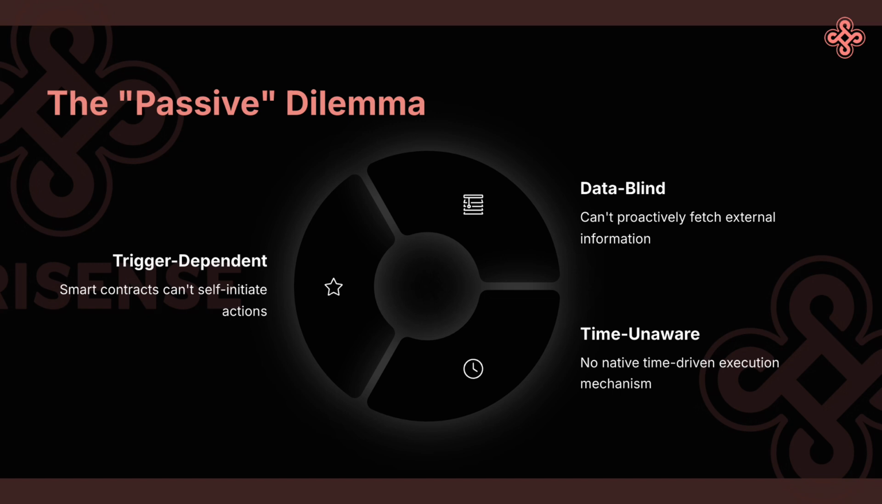Think of a traditional smart contract as a skilled legal expert trapped in a sealed room. He can execute contract terms flawlessly, but only when someone passes the transaction into the room. He cannot step outside to gather evidence or set future tasks himself.